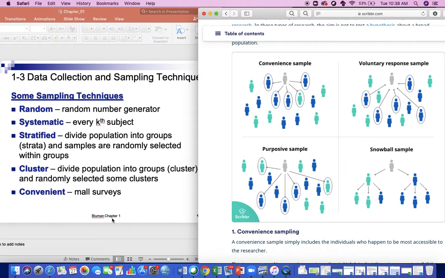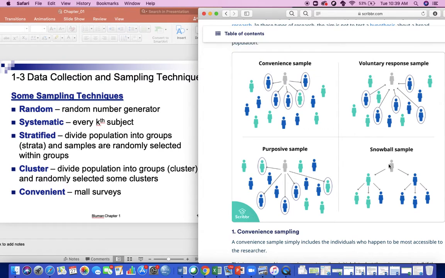An example for convenient is surveys, maybe any surveys. So the convenient sample, you can see this one, from the surveys. In our chapter, we cover only five: random, systematic, stratified, cluster, and convenient. But in the examples from this website, they also give us voluntary response, purposive, and snowball samples. Here we just cover until convenient samples.